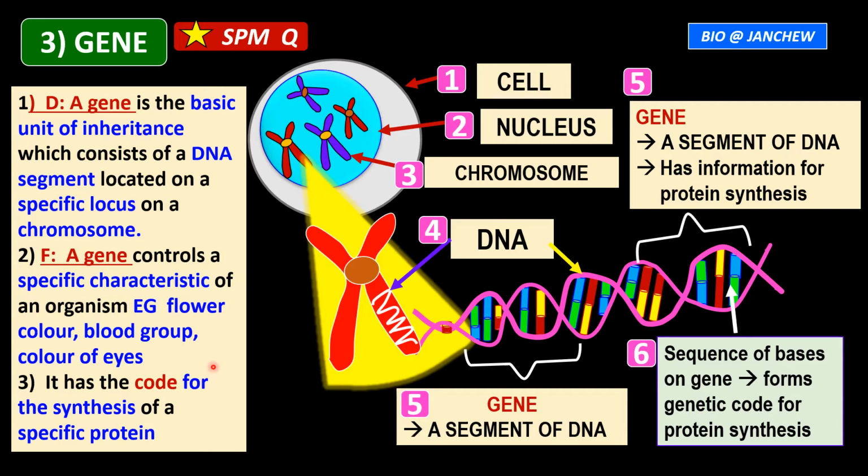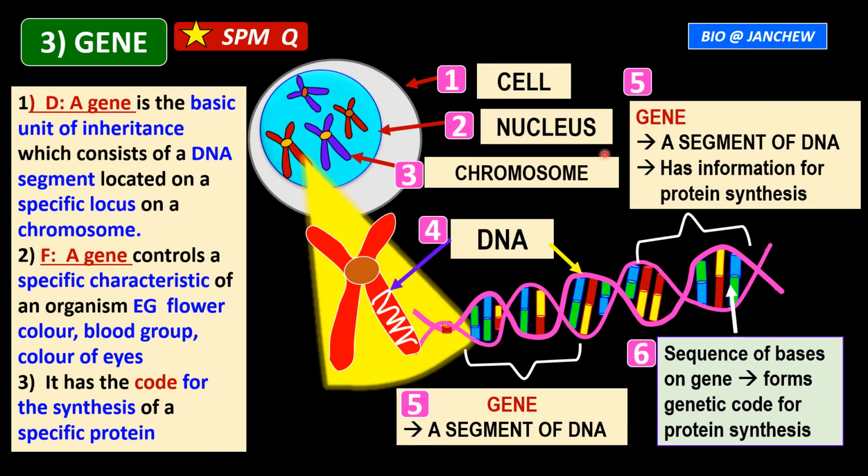So a gene controls a specific characteristic of an organism, such as flower color, blood group, color of eyes. So there are many types of genes that control different characteristics. For the pea plant, there's a gene that controls the flower color, whether the plant will produce purple flowers or white flowers. It's all controlled by genes, right? And our blood group is also controlled by the genes that we inherit from our father and our mother. So the interaction between the genes will produce the blood group that we have. The interaction between the paternal and the maternal genes.